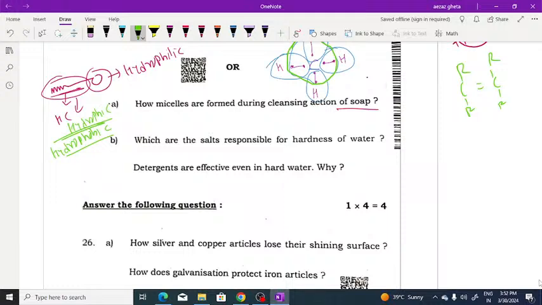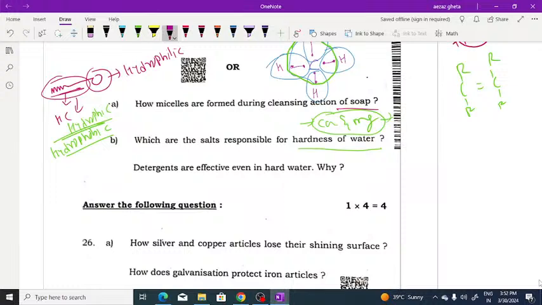Which salts are responsible for hardness of water? The calcium and magnesium salts are responsible for hardness of water. Yeah, this was difficult. I think you did not write this. If you would have listened in the classes, then this would be said. This will be said in the classes.